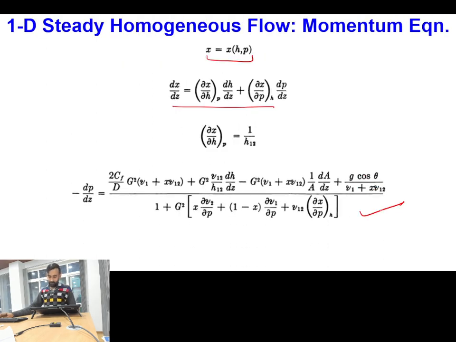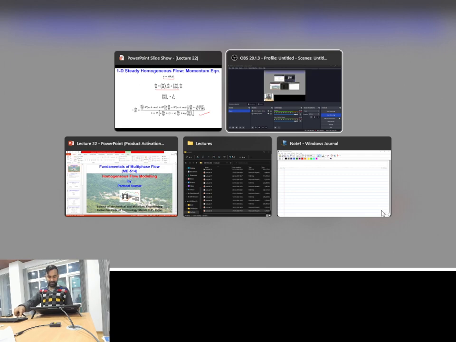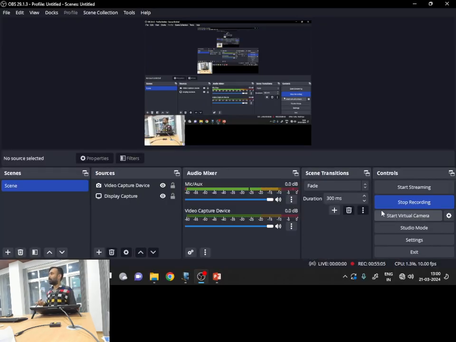So let me stop at this point only, and then we will have further discussion in the next lecture, and probably we will also get some time to solve one numerical problem based on the homogeneous flow. Okay.